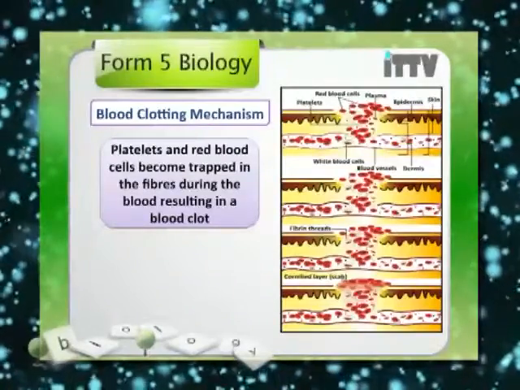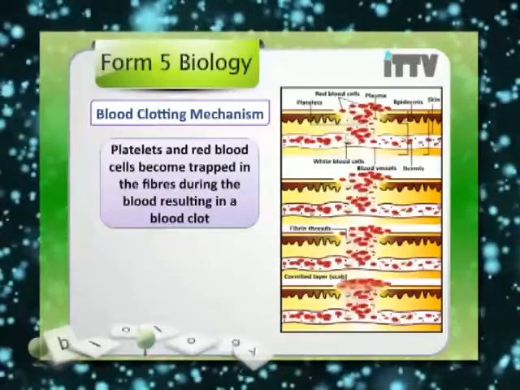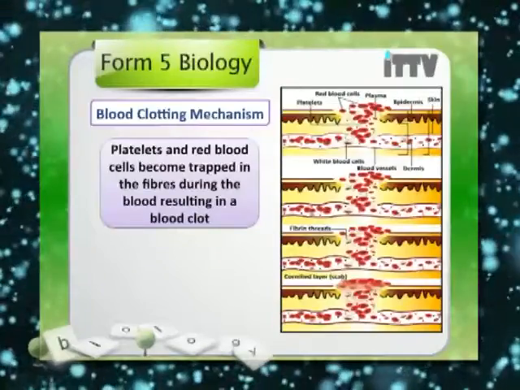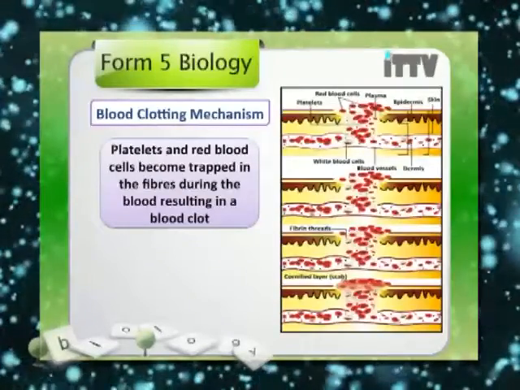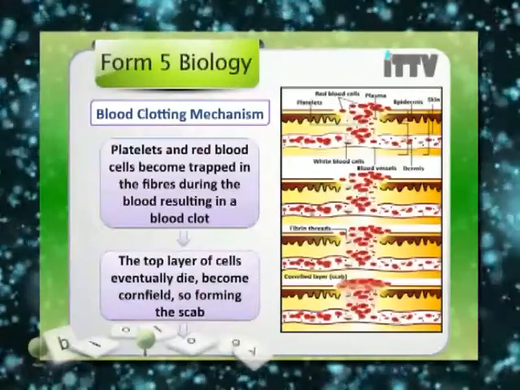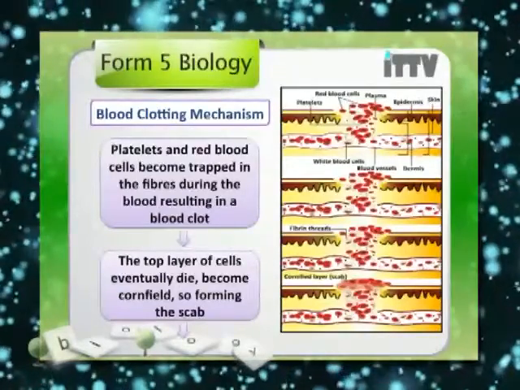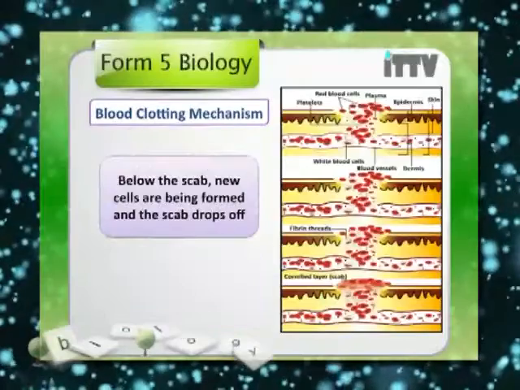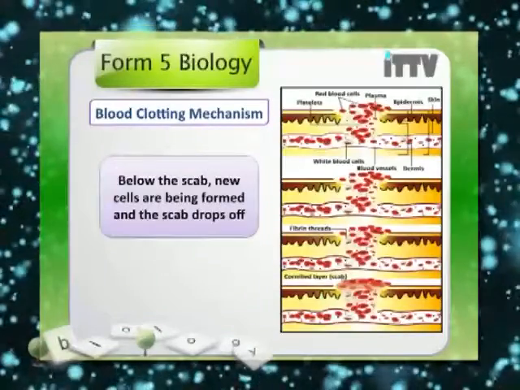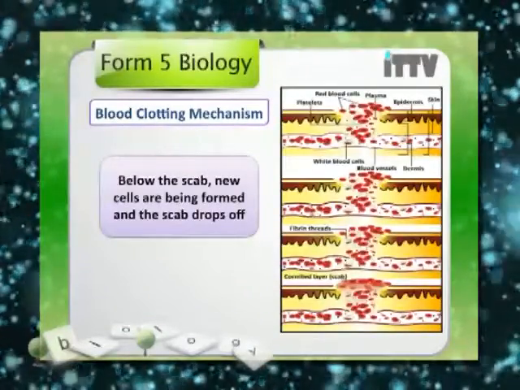Platelets and red blood cells become trapped in the fibers during the blood, resulting in a blood clot. And the top layer of cells eventually die, becoming corn-filled, so forming the scab. Below the scab, new cells are being formed and the scab drops off.